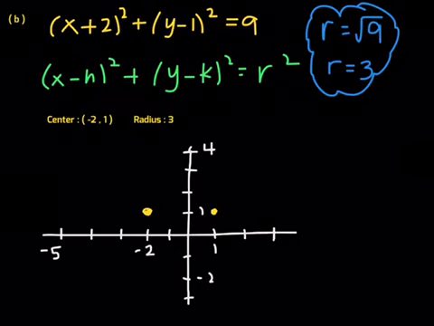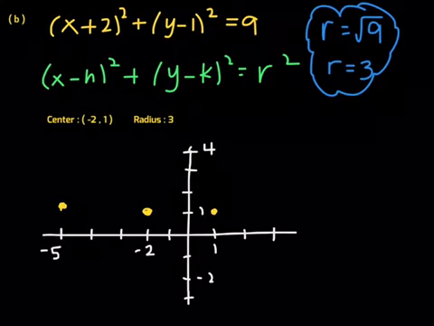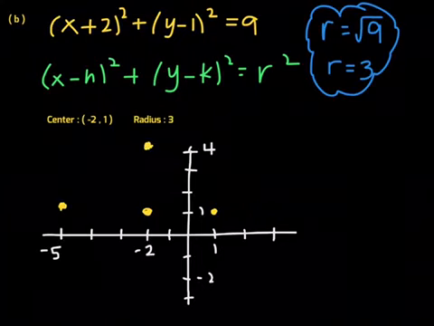That point is on the circle. When I go 3 units to the left of the center, I end up at -5, 1. That point is also on my circle. When I go up 3 units from the center, I end up at -2, 4. When I go down 3 units from the center, I end up at -2, -2.